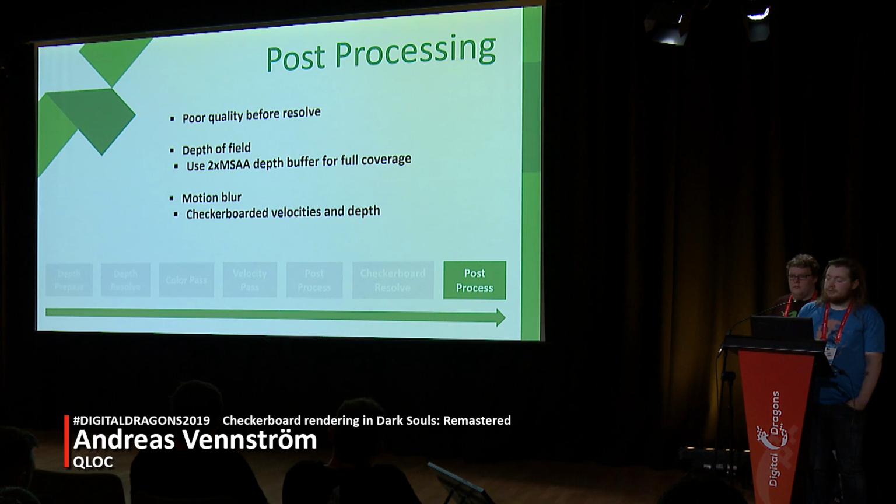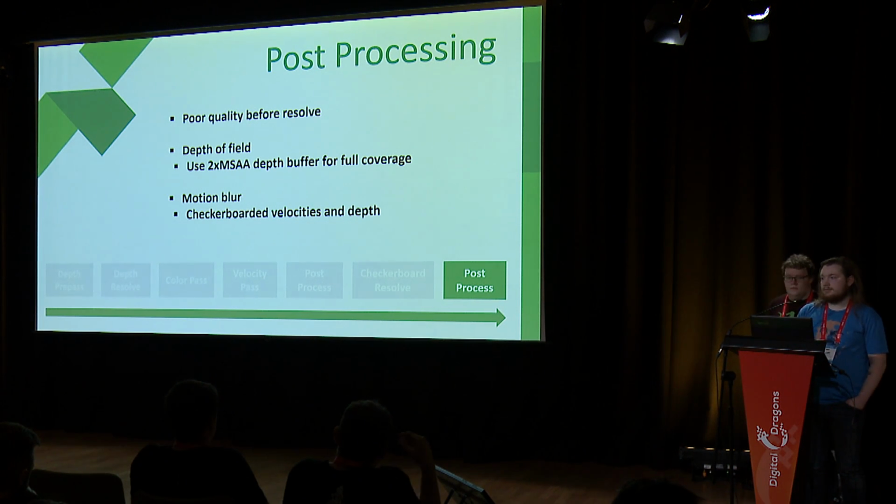The motion blur, however, uses checkerboarded velocity and depth buffers. This works because our motion blur compacts the velocities into larger tiles anyway, so a native per pixel velocity map is not really needed.